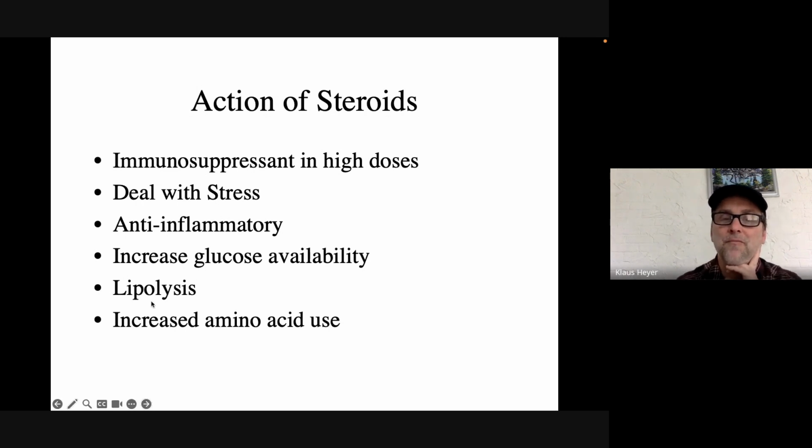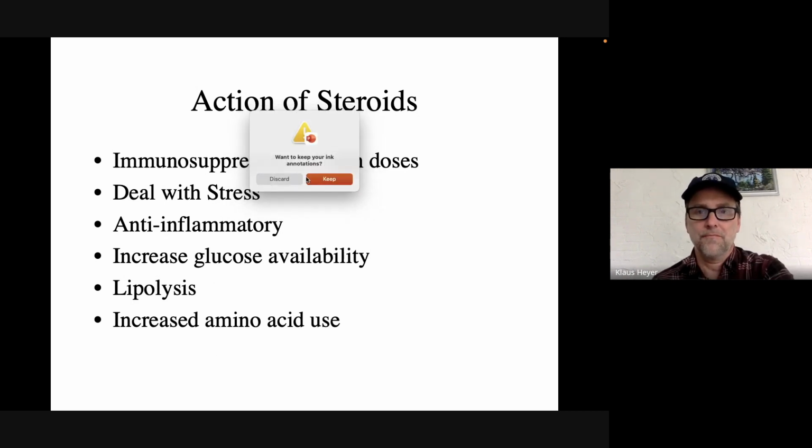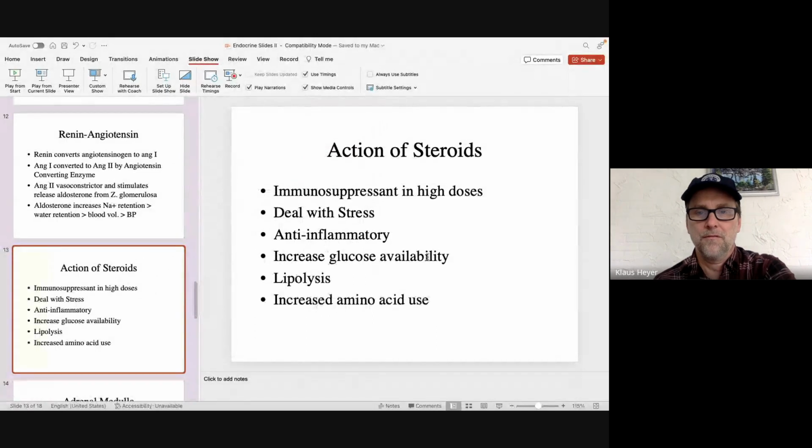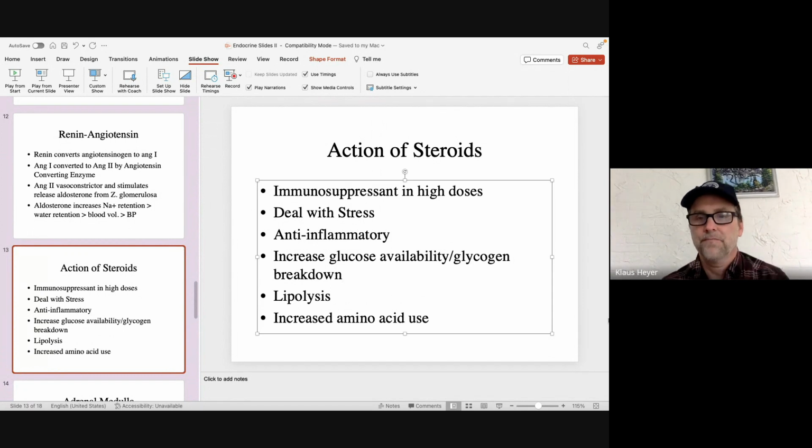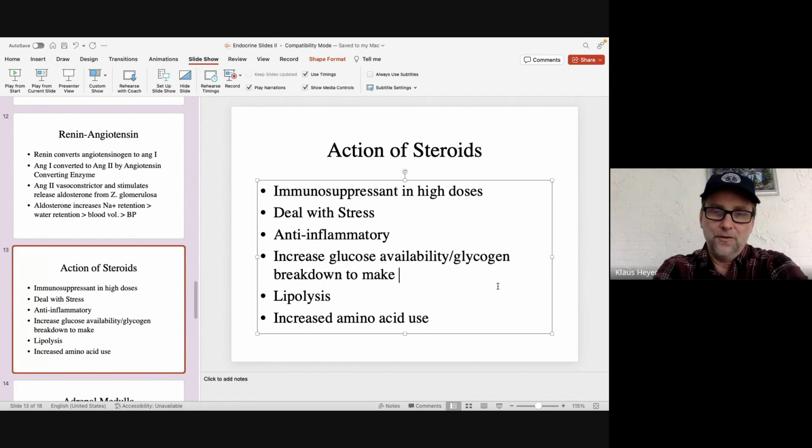And then these three at the bottom, which we've seen more than once. Increase the amount of glucose. Another way I could have said that is, I'm going to type it. Increase glucose availability, aka glycogen breakdown. Means the same thing. And why? Why does your body do that? I'm just going to write it. I know you guys all know what the three letters I'm going to write is.